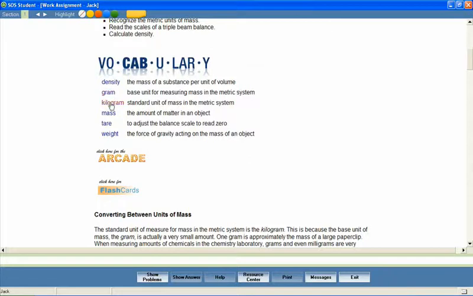We've included several activities to encourage mastery of these important words. For example, students can hear the correct pronunciation of each word. Tear. Kilogram.